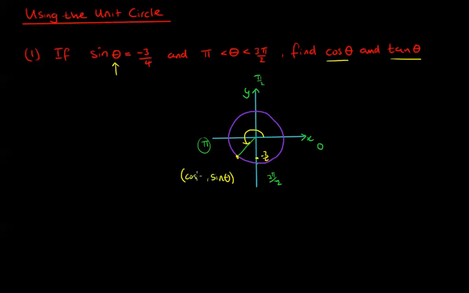So all we really need to do is find cos theta, and then remember tan theta: once we've got sine and cos, tan theta is just the division of the two of them, isn't it? It's just sine theta over cos theta. So we're trying to work out this coordinate, and we know the y part is minus 3/4. We really just need to know the x part, the cos theta part.